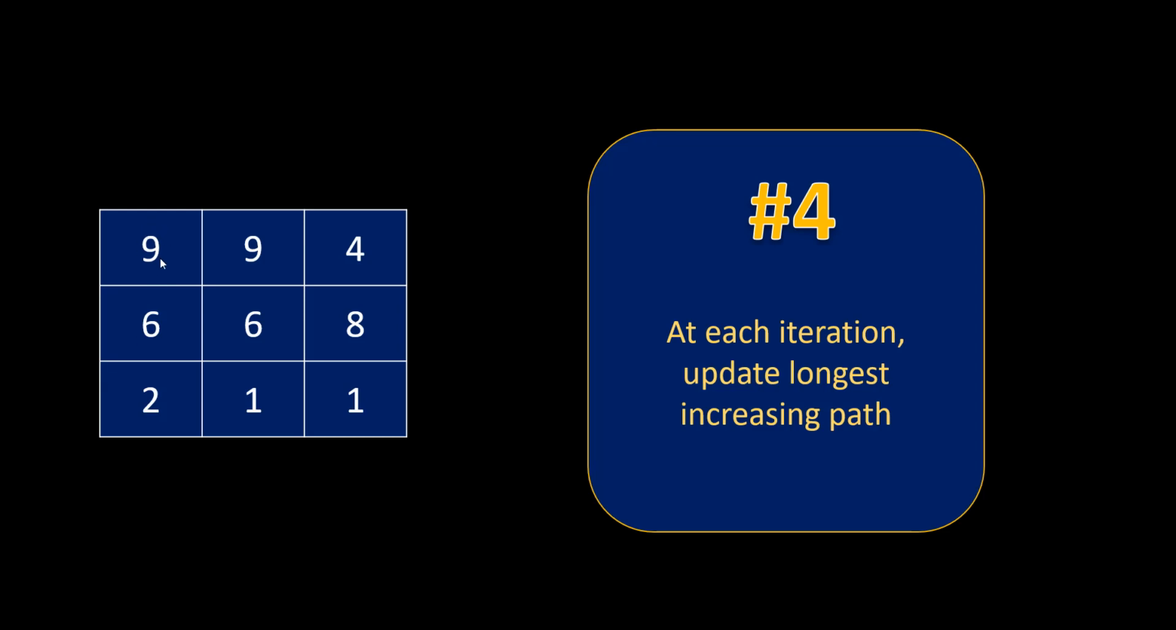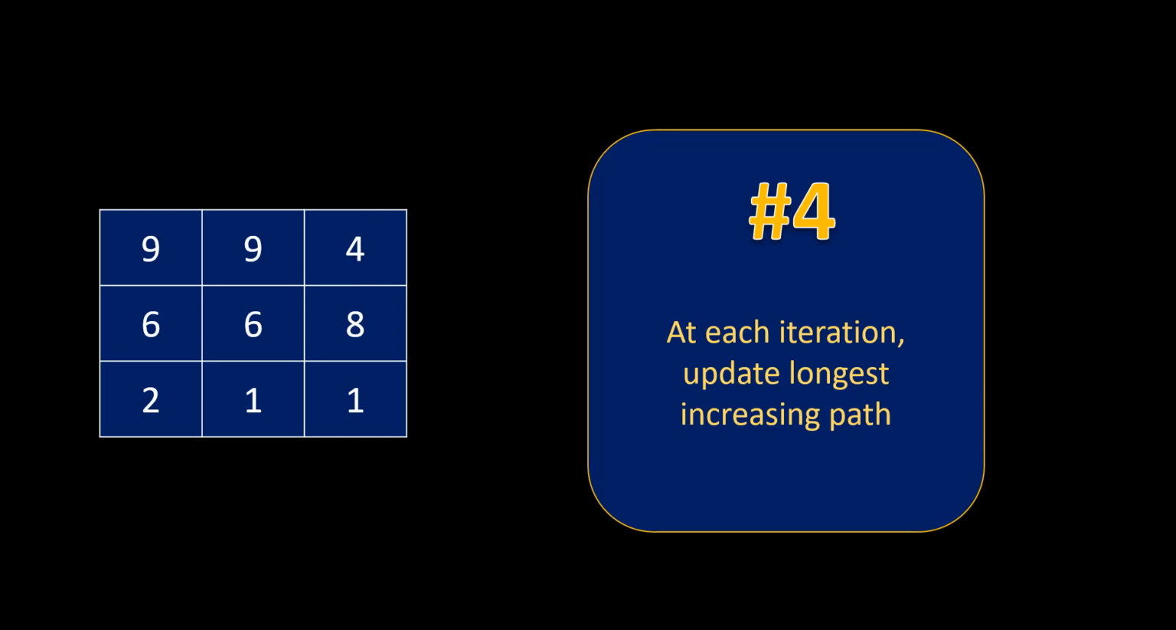That is, from this position, for example, I'll get a longest increasing path of 1. Because from 9, I cannot go anywhere. So that would be my longest increasing path at this particular moment. From this 9, my longest increasing path would be again length 1. Because from 9, I cannot go in any direction. From 4, my longest increasing path would become of length 2, because I can either go in 9 or in this direction towards 8. And so over here, my longest path would increase to 2 from 1.